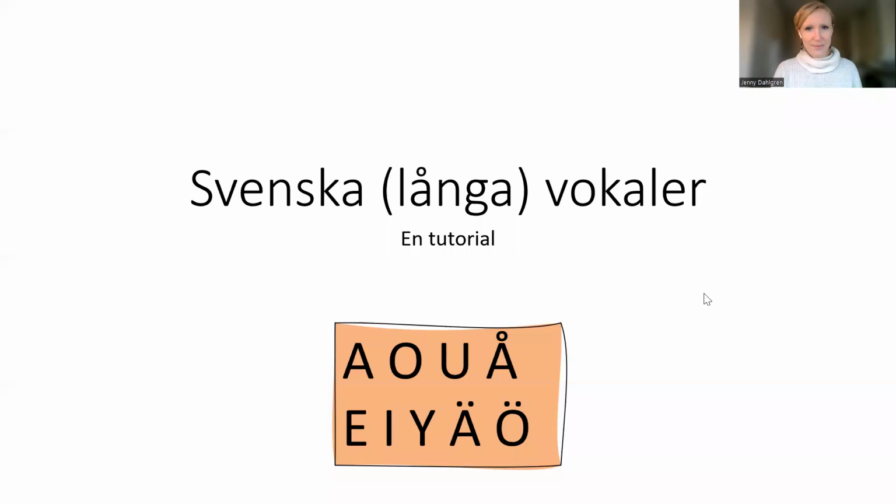Here they are. We have nine vowels in Swedish, and they all have two versions, one long and one short. Today we're going to focus on the long version, so the long vowels. And here you can see them all. We have four hard vowels and five soft vowels. Let's go through them, starting with the hard vowels.